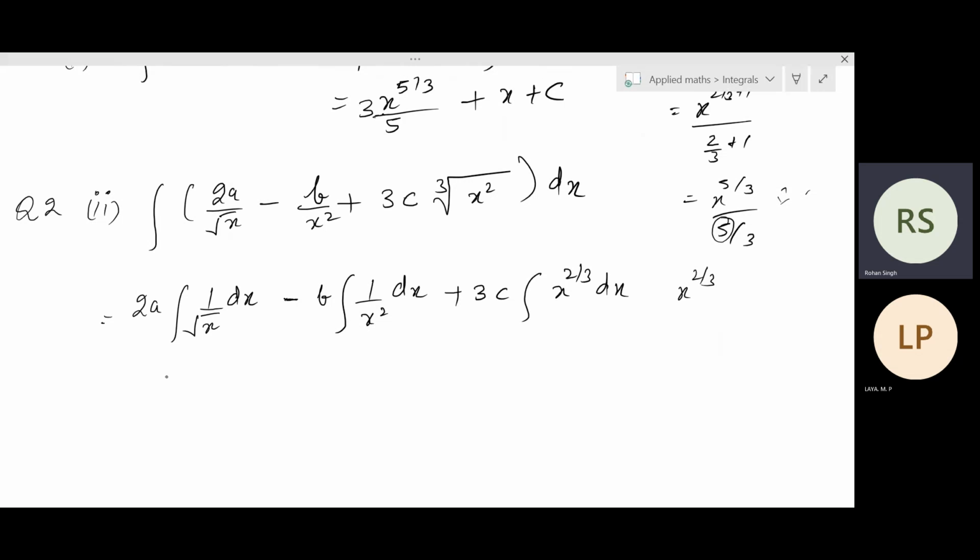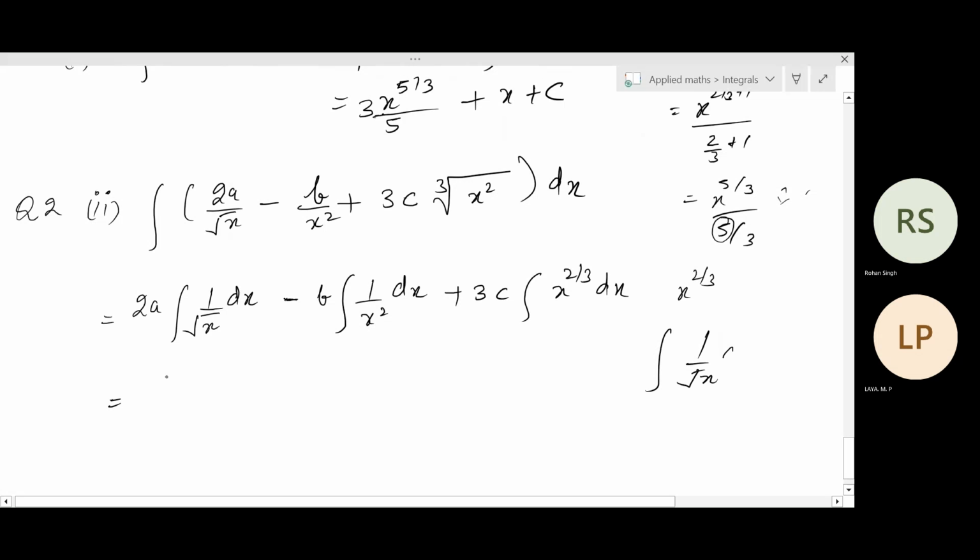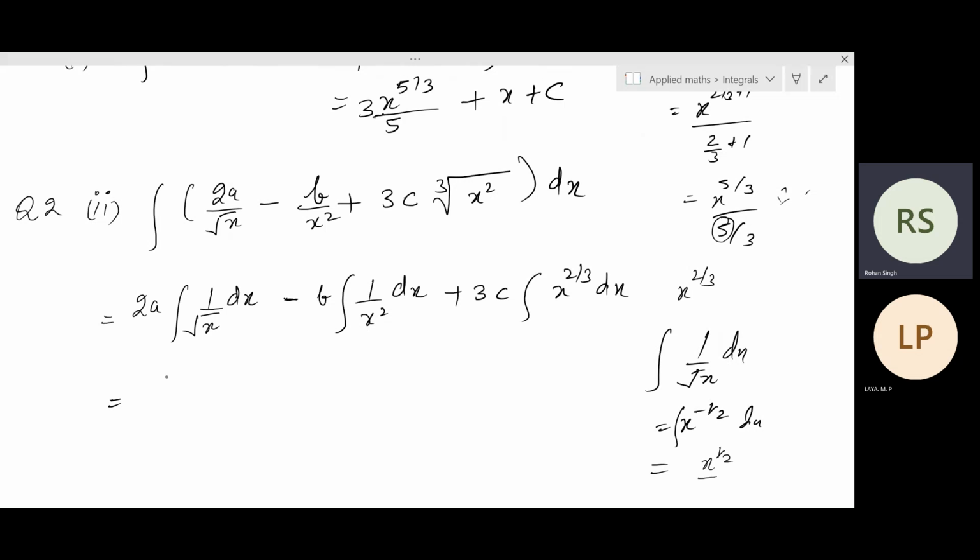So now we can integrate 1 over square root of x. We have learned that this will become 2 root x. 1 over square root of x, you write this as x raised to the power minus 1 by 2. And then you add 1 to it. So minus 1 by 2 plus 1 will become x raised to the power 1 by 2. And then you divide by 1 by 2, so 2 will come up. This will become 2 root x. 2 root x times 2a will become 4a root x.